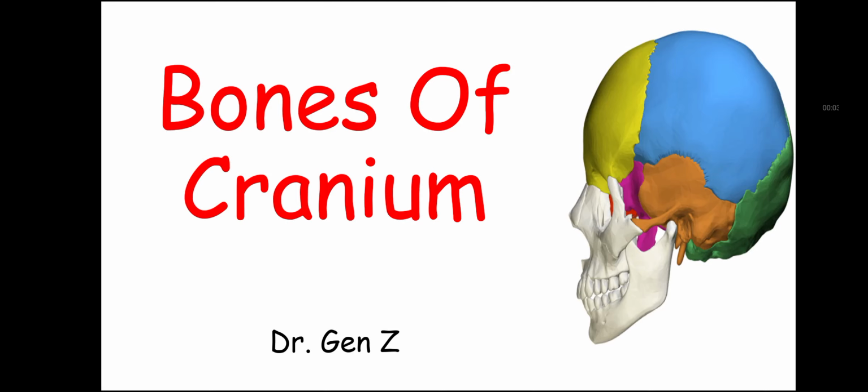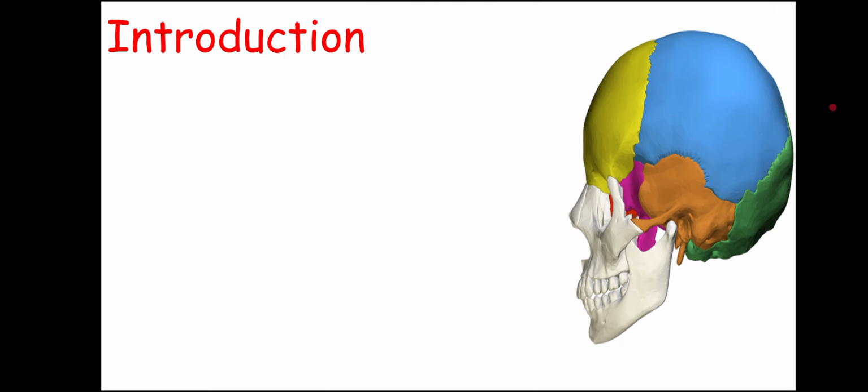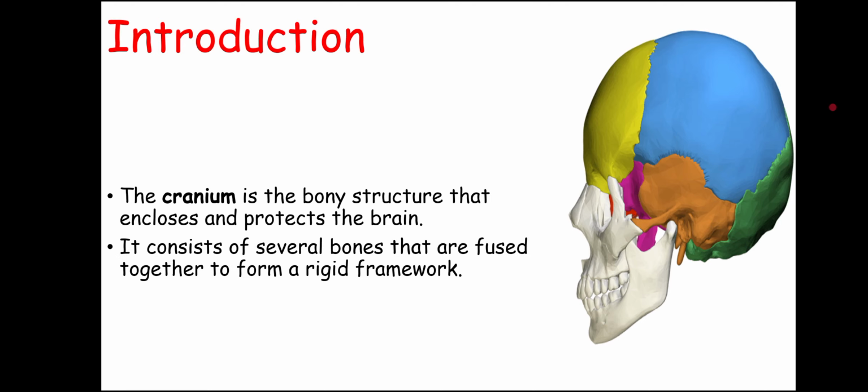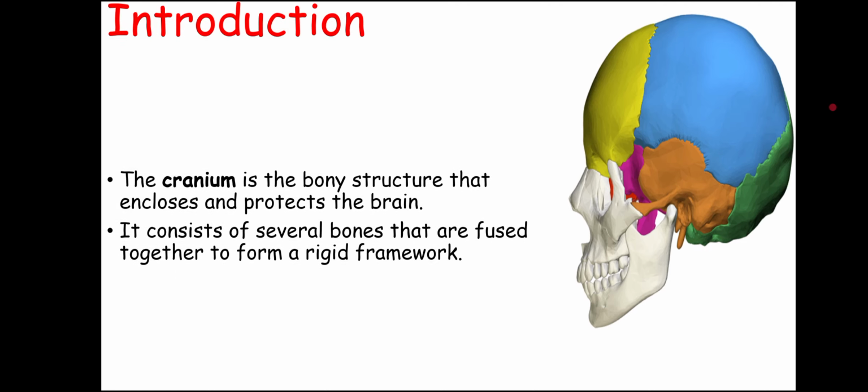Today we are going to talk about bones of the cranium. We will start our topic with an introduction. The cranium is a bony structure that encloses and protects the brain. It consists of several bones that are fused together to form a rigid framework.